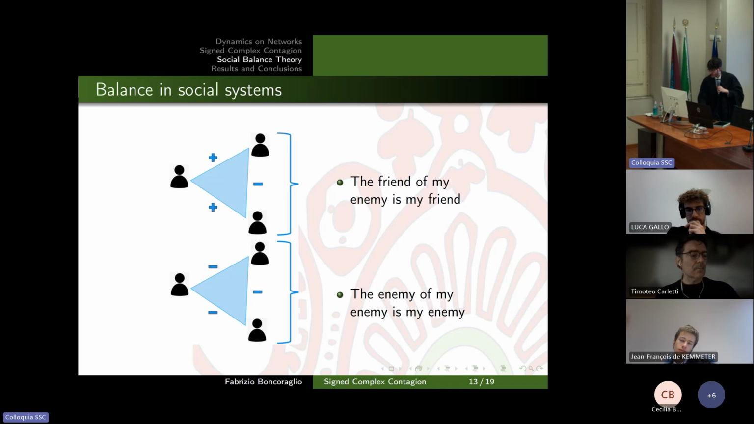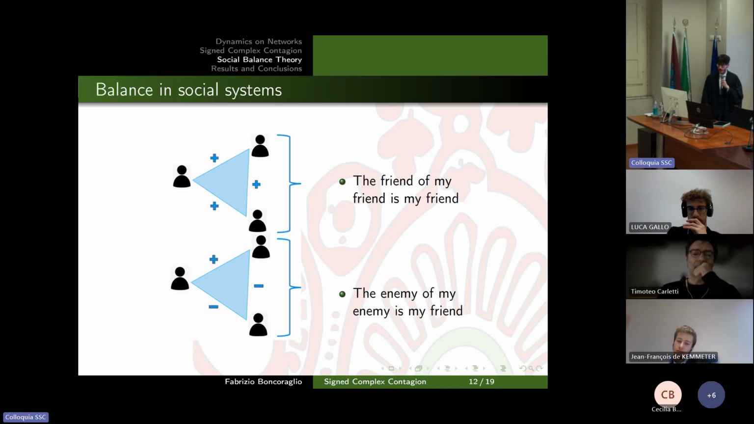And this makes sense. In this case, what do we have? We have 2 negative signs or 2 positive signs or 0 positive signs. So 2 or 0 trust relationships. This leads to a sort of frustration in the social system, because this leads to the friend of my enemy is my friend. No. Or the enemy of my enemy is my enemy. This is why we said that these 2 configurations are balanced configurations that are overrepresented in general in real social systems.